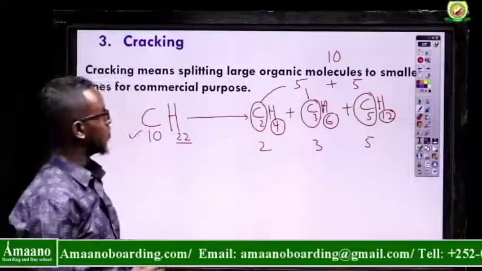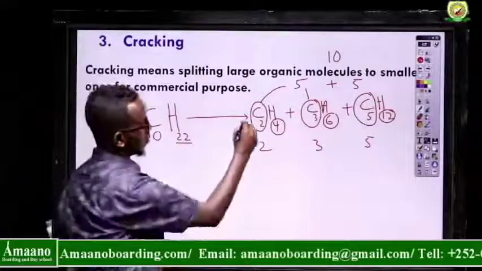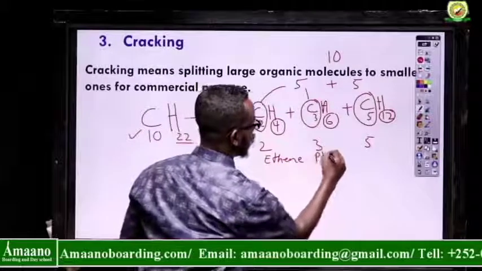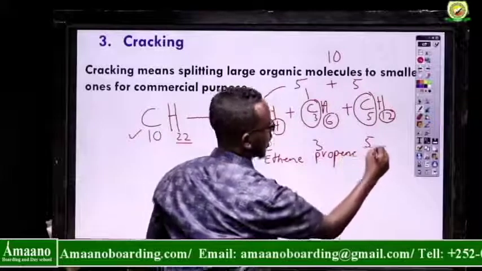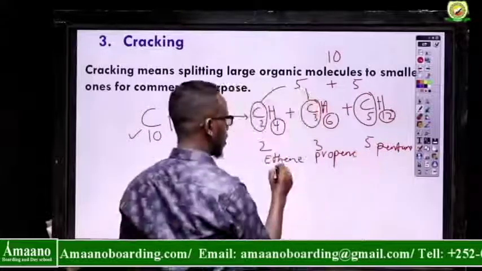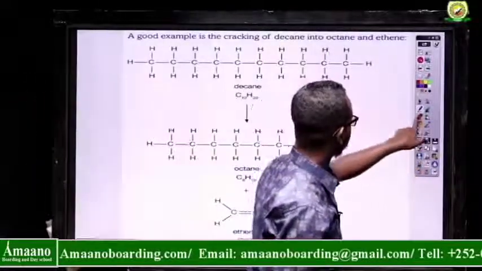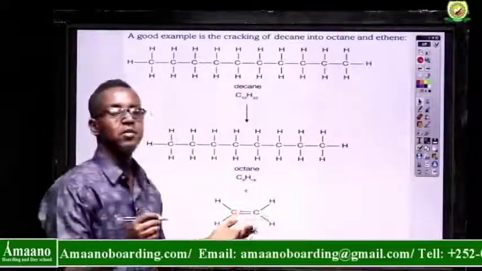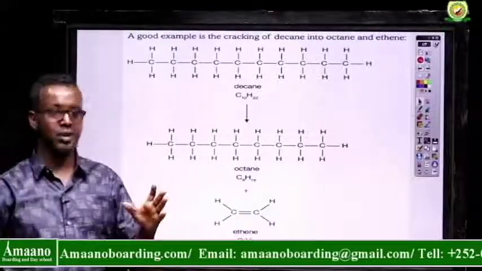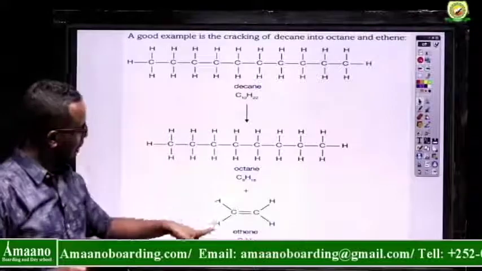You have one reactant, so it decomposes into 2 or more products. This is called ethene, this is called propene, and this is called pentane. So we have three different products, and they have different uses and applications. When you decompose a large molecule into two or more products for commercial purposes, particularly in organic compounds, this is called cracking.